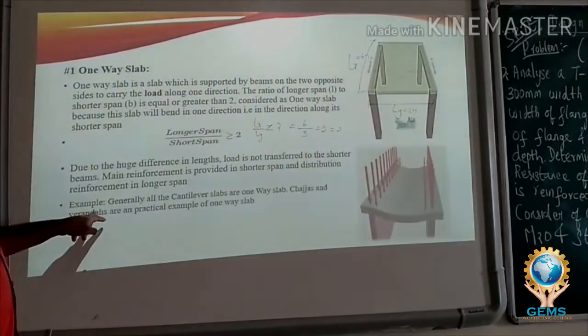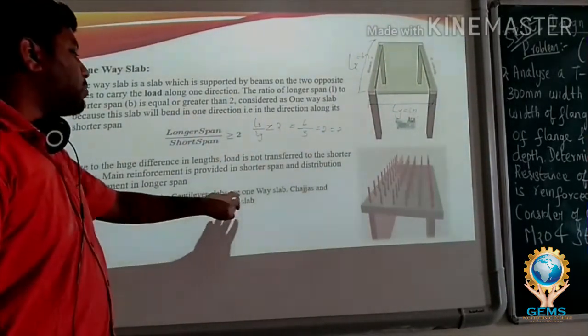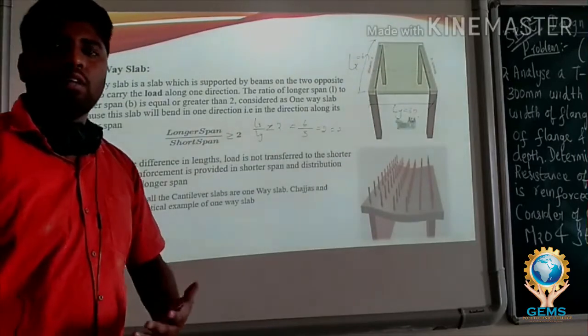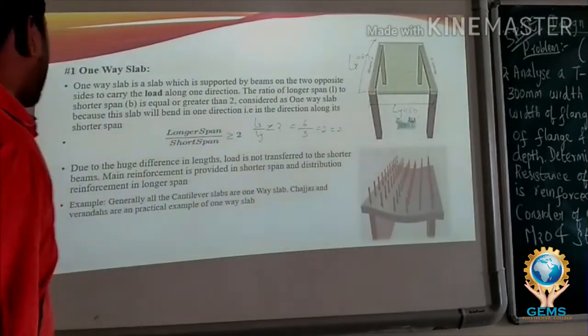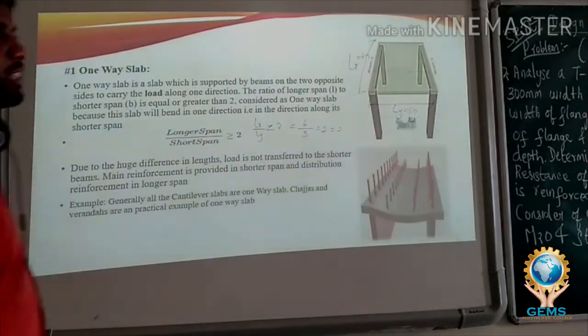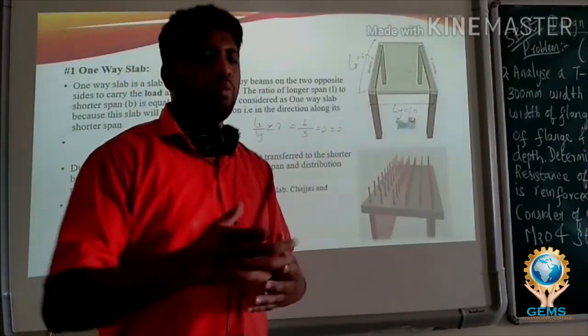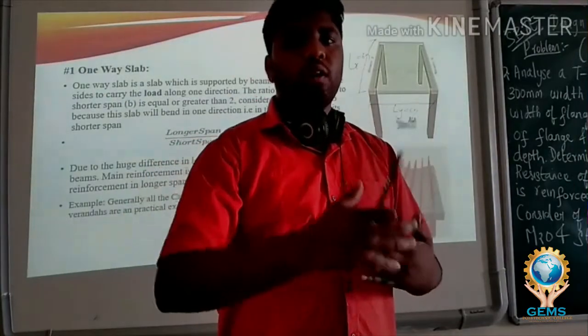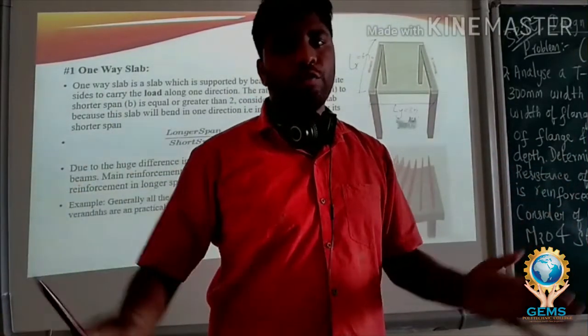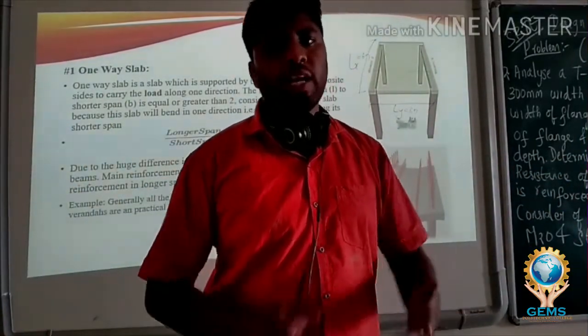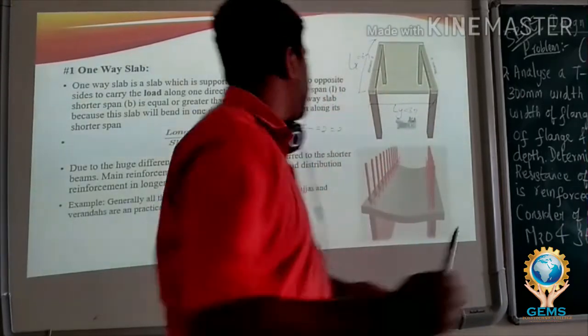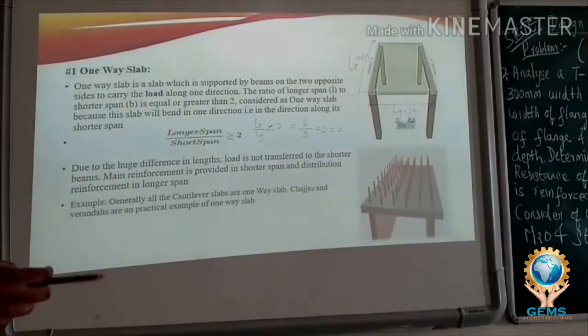Example: generally all the cantilever slabs are considered one-way slabs. Kajas and verandas are practical examples. Kaja is nothing but the place where you go and stand outside to have a particular view. Verandas, kajas, balconies. We can call it a balcony. So this is all about one-way slab.